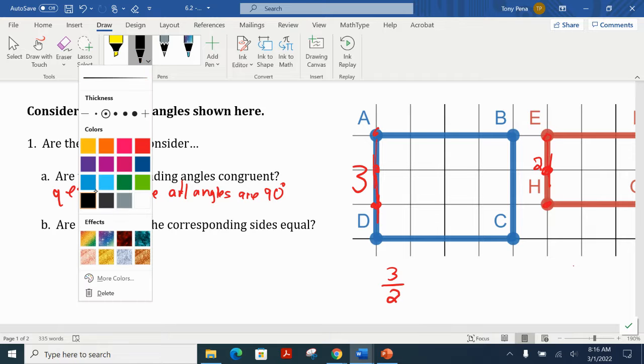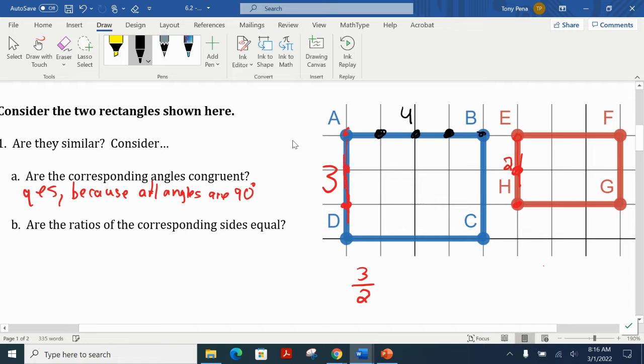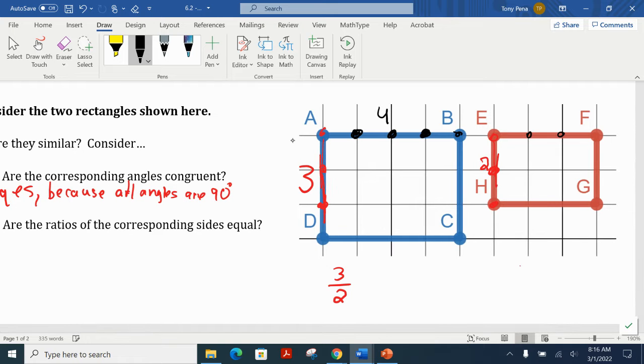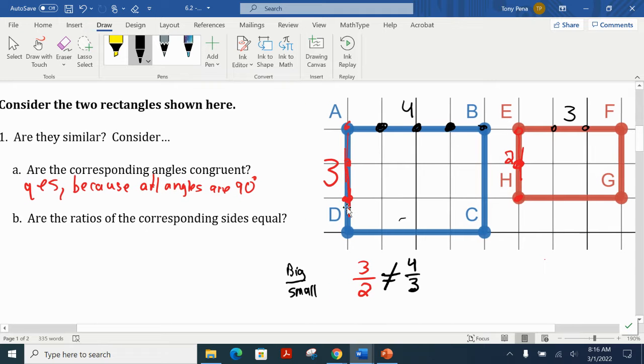If we go across the top, I would have 1, 2, 3, 4 steps across the top for the blue one. And then on the red one, I'd have 1, 2, 3 steps across on the red one. So again, I go bigger to smaller, so when I set up my first ratio, I went the big rectangle to the small rectangle. So if we do that again, in this case, I would get a 4 on top and a 3 on the bottom. Are those equal to each other? No. So since these, in fact, are not equal, so actually write in the not equal to symbol, we would now say, are these ratios of the corresponding sides equal? And you would say no.